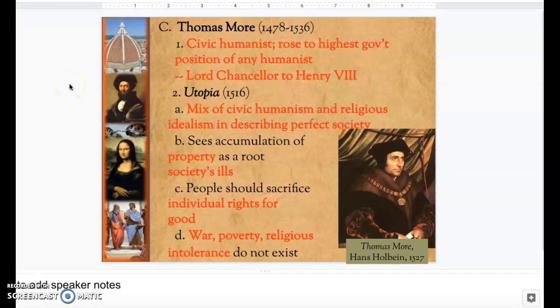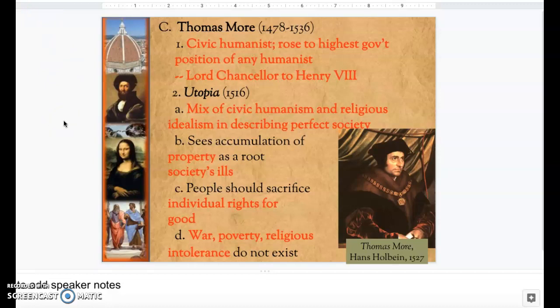More's humanistic masterpiece, make no mistake of this, is Utopia. We know with Utopia, it's reflecting More's own concerns with the economic and political problems of the day. So what he did was it's a mix of civic humanism and religious idealism in describing the perfect society, which of course in his writing, Utopia, was located on an imaginary island.